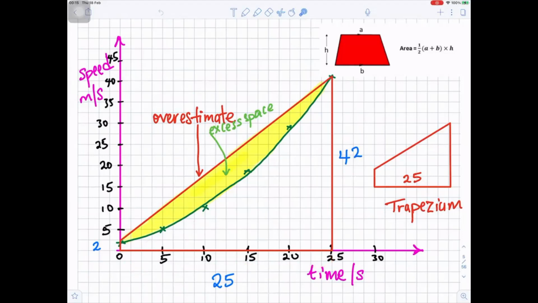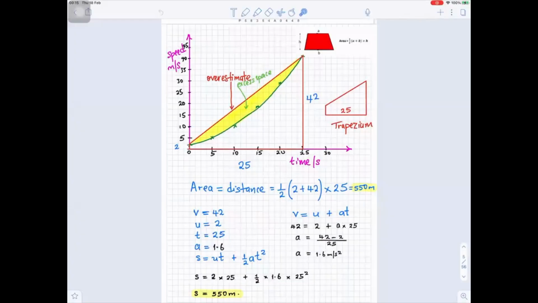So we can use the formula for a trapezium. Area is half (a plus b) times the height in between them. So that's what we're going to use to estimate the area, and that area will represent the distance, because the area under the speed-time graph represents the distance. So it's half times (2 plus 42) times the distance between them, which is 25. And that gives you 550 meters.